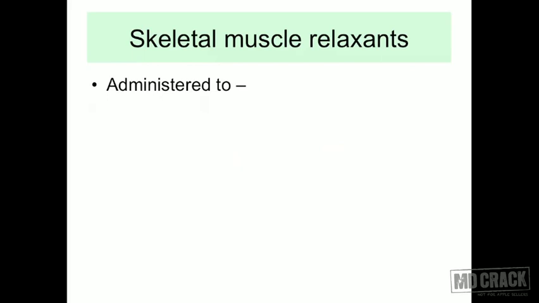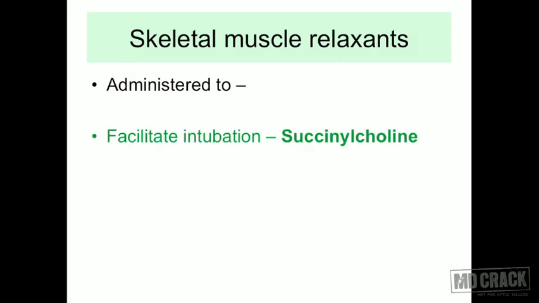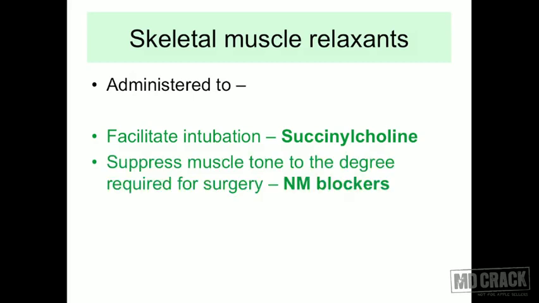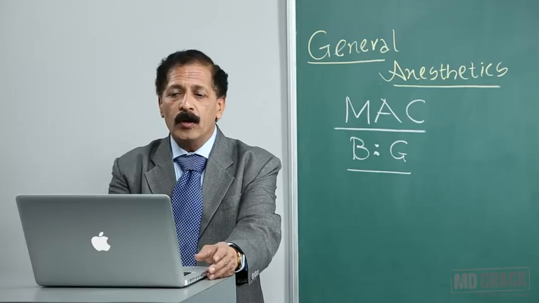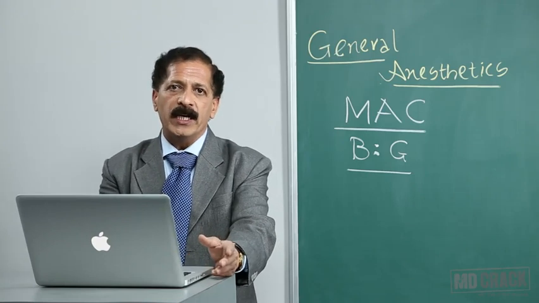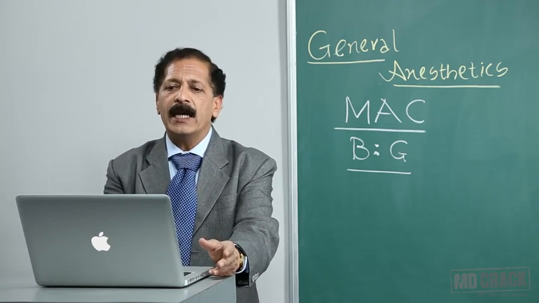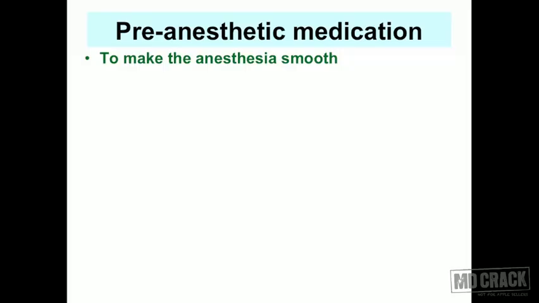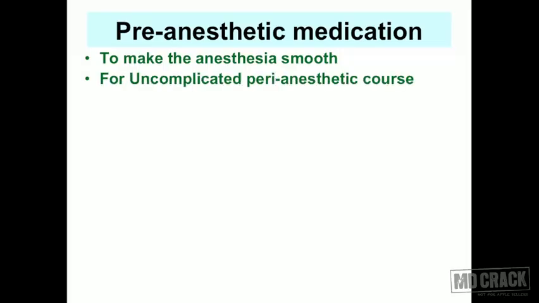There are skeletal muscle relaxants, as we mentioned, required in the balanced anesthesia. They are administered to facilitate the intubation. You can use succinylcholine, and they are required to suppress the muscle tone to the degree required for surgery, and you can use neuromuscular blockers for this. Before giving anesthesia, we need to give some medication to the patient, and that's called pre-anesthetic medication. The purpose is to make the anesthesia smooth and for uncomplicated peri-anesthetic course. These are the two important reasons why we give pre-anesthetic medication.